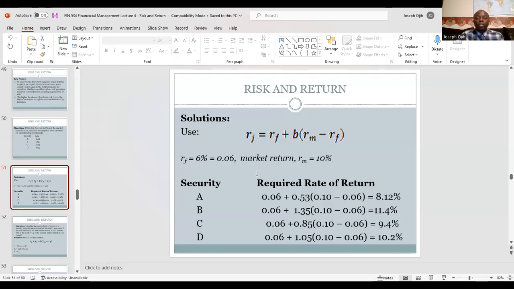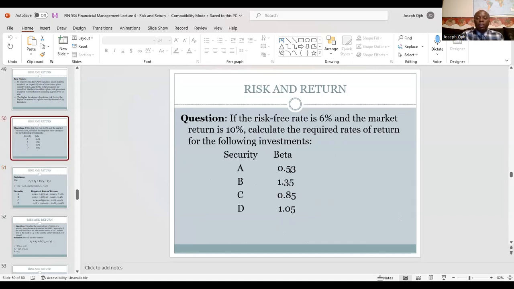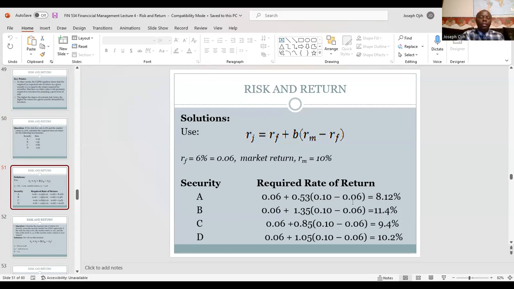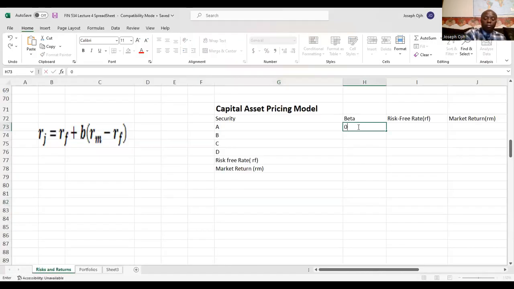You can see it on here, 8.12%. Now let's go to Excel and put all this in, so you can get all of them at once. I've shown you how to get each individually. Taking it to Excel, the beta for stock A is 0.53, for stock B is 1.35, for stock C is 0.85, and for stock D is 1.08.